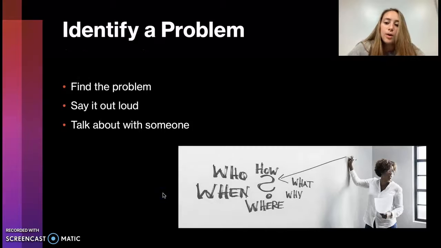So how to identify a problem is first you have to find the problem, and then it helps to say it out loud so that you can hear yourself say it and other people can hear the problem. And then you have to talk about it with someone so that you can get a better understanding of the problem and someone else can also get a better understanding of the problem to help you find the solution.